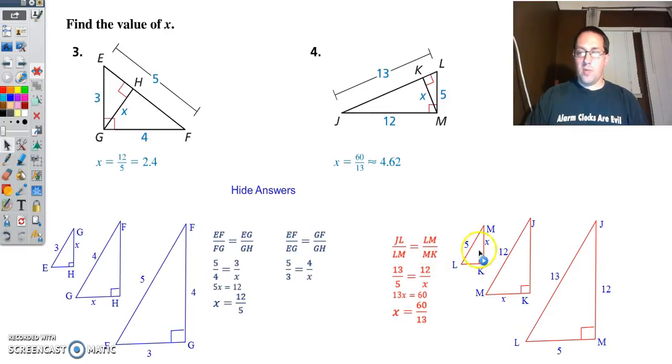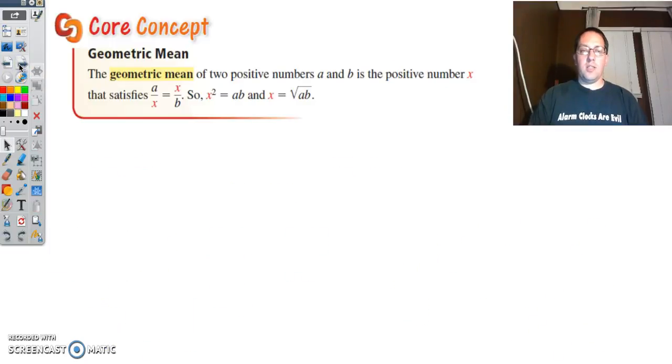Either way, it works the same way. So you can either do hypotenuse and long leg or hypotenuse and short leg. Definitely want to use the original triangle because it's got both of those values already in it. Alright, so let's take a look at what we have next, and that is the geometric mean.